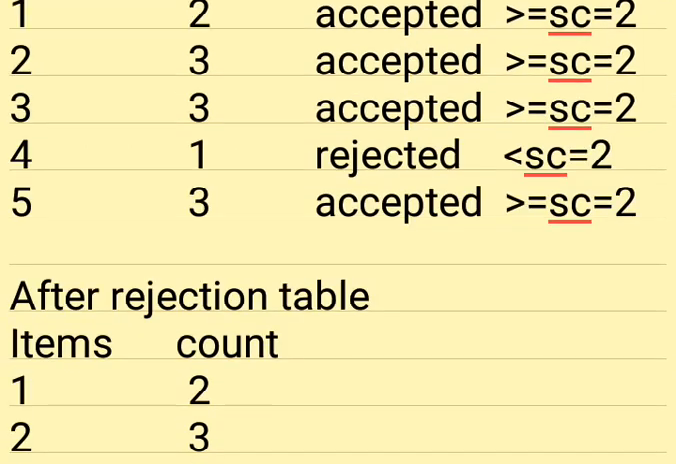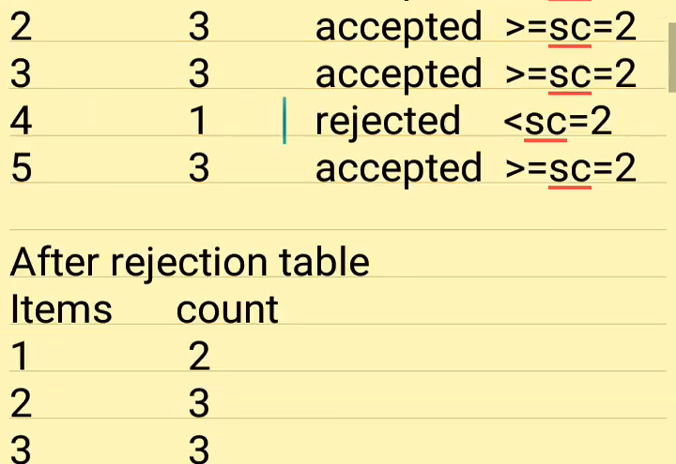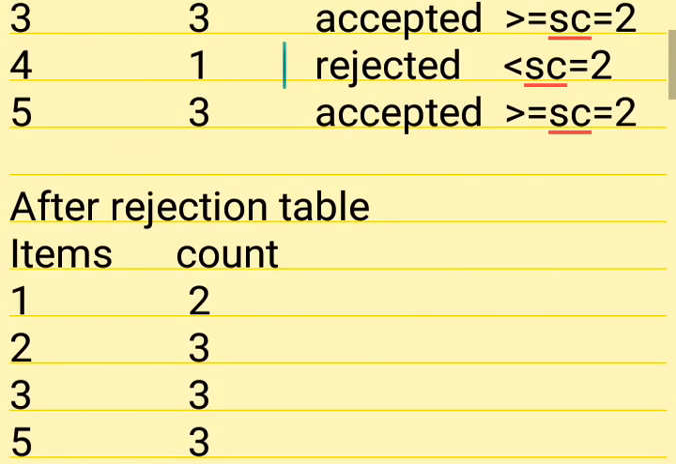Then we have to accept only those which are greater than or equal to the support count. 2 is greater than or equal to the support count, so it is accepted. 3 is also accepted because it is greater than the support count. Then 3 is also accepted. 1 is rejected because it is less than the support count. After rejecting 4, we will get 1 2 3 5.